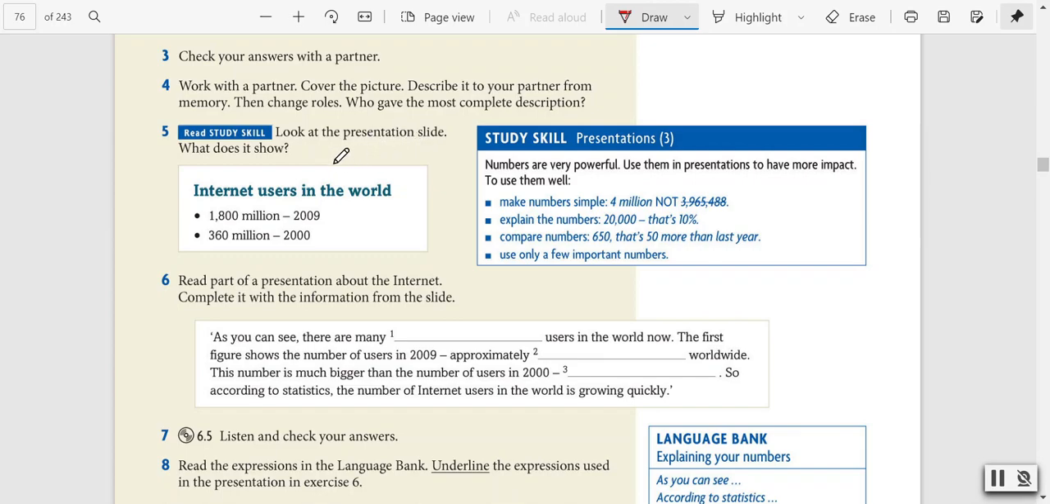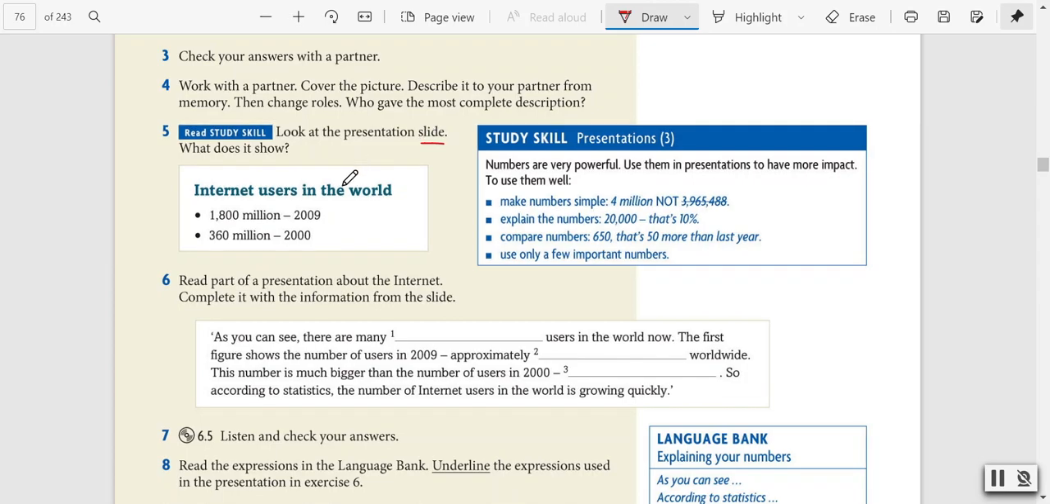Look at the presentation slide. What does it show? What does it show? We have this presentation slide. Internet users in the world. We have 1,800 million people in 2009, which use the internet.